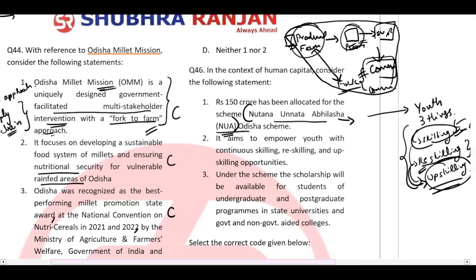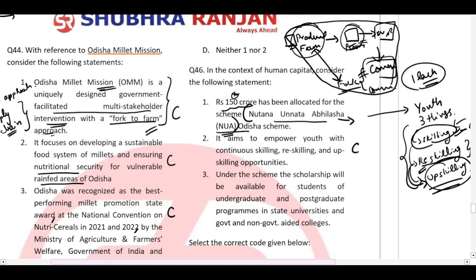So according to this scheme, what will happen? Every year, almost 1 lakh students will get skilling, reskilling, and upskilling training through various IITs, polytechnics, etc. A particular website says that they have allocated 385 crore to the budget, but some other website says that they have allocated 150 crore to the budget. I'll ignore the budget part here. We'll just focus on the concept. So it aims to empower the youth with continuous skilling, reskilling, and upskilling opportunity. Yeah, this is also correct.